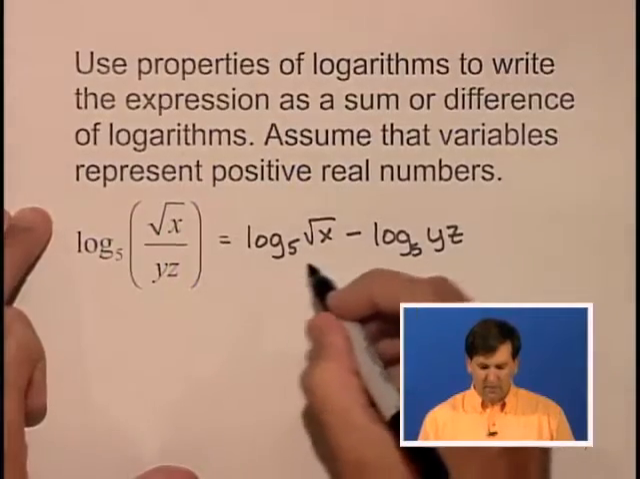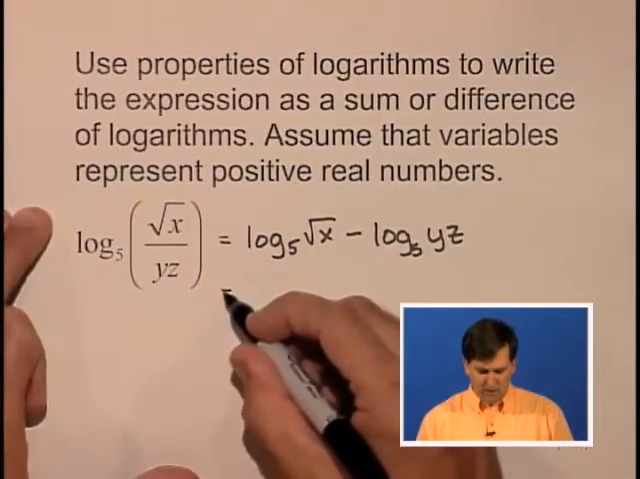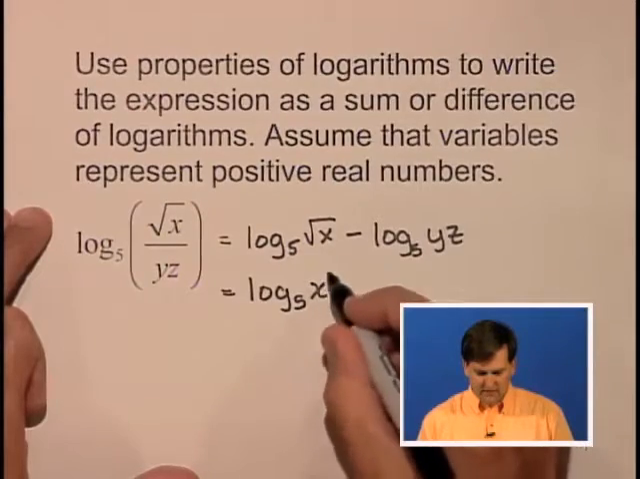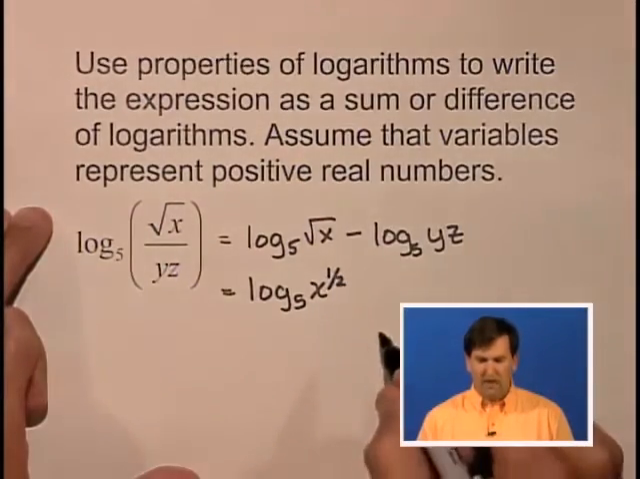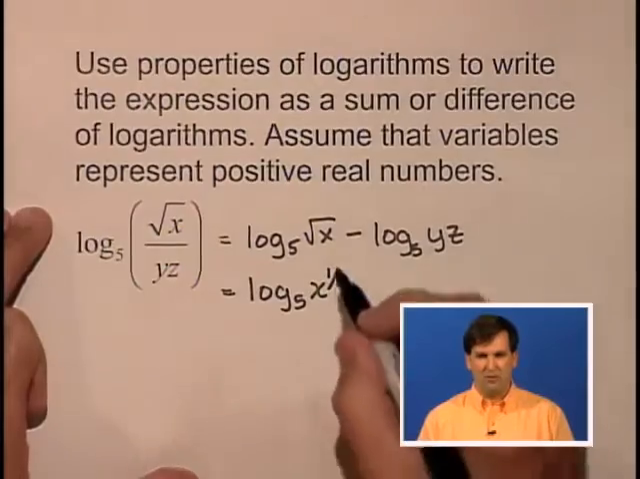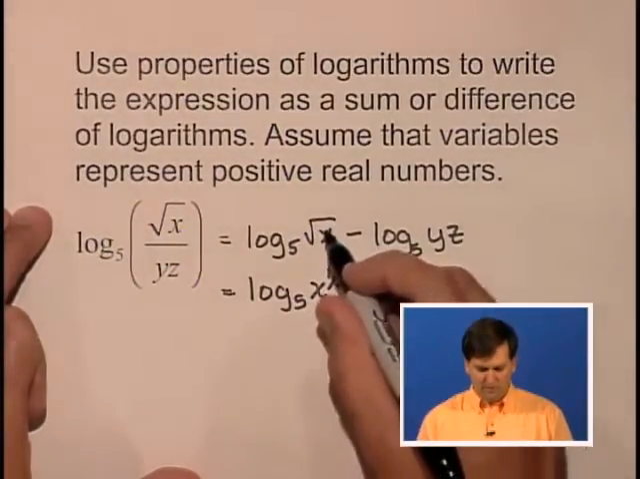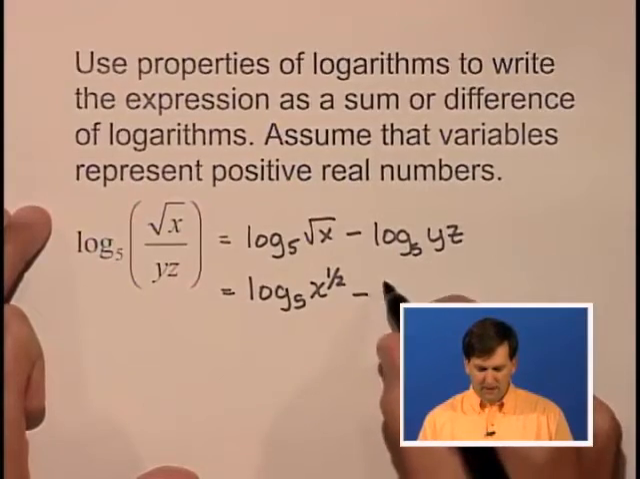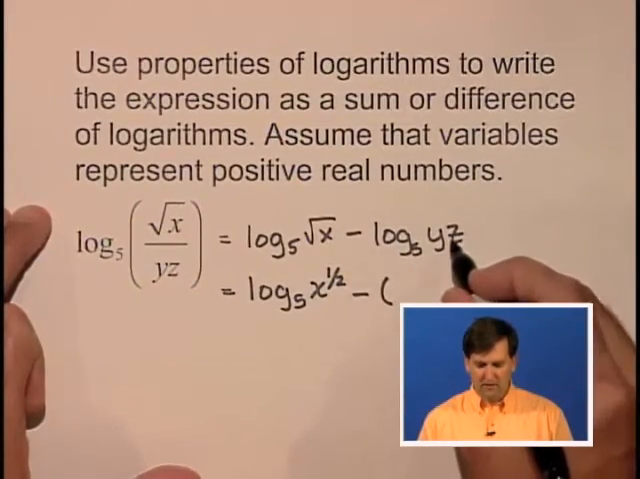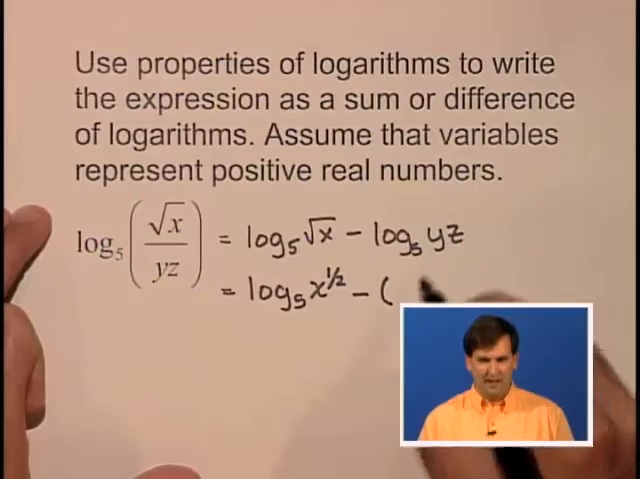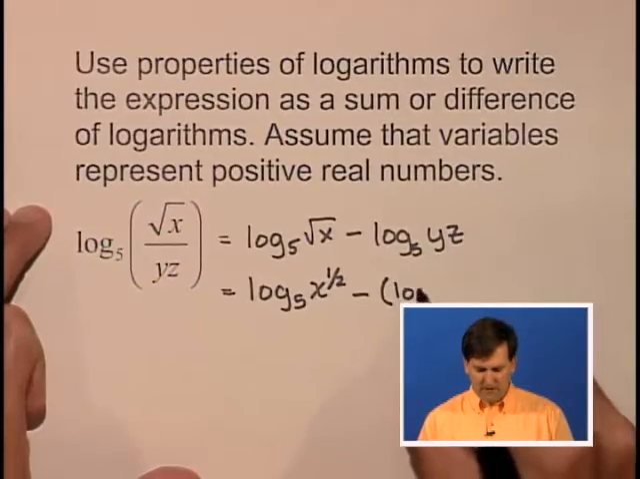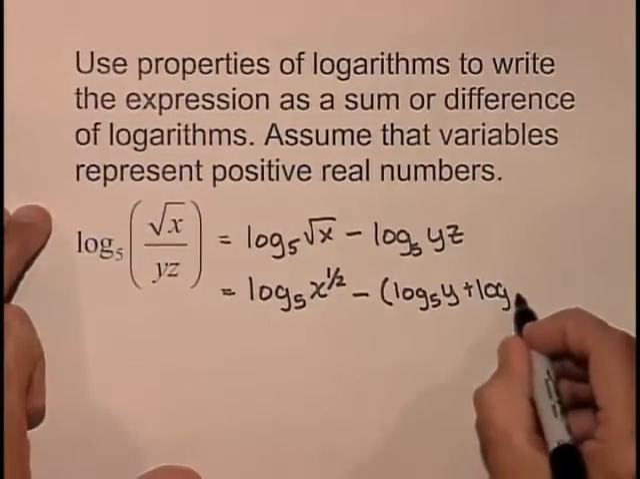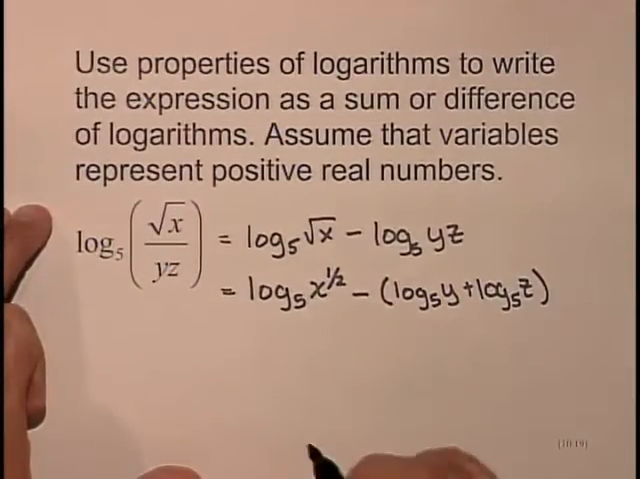Now we're going to break this down even further. I'm going to write the square root of x as x to the 1/2 power in preparation for what we have to do next, which is to use the power rule. Square root of x is the same thing as x to the 1/2 power. Minus, and I'll take the log base 5 of yz and write it as the log base 5 of y plus the log base 5 of z.